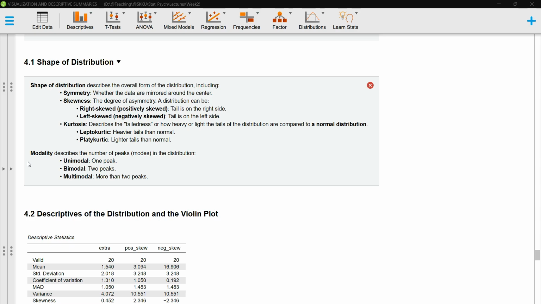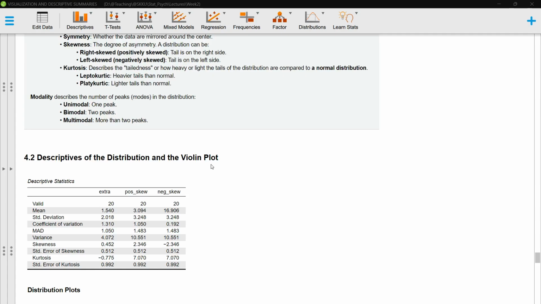Another element of the shape of the distribution is modality. The modality is the number of peaks. When we have one peak, we say the distribution is unimodal. If we have two peaks, we call it bimodal. And if we have multiple peaks, more than two, we call the distribution multimodal.